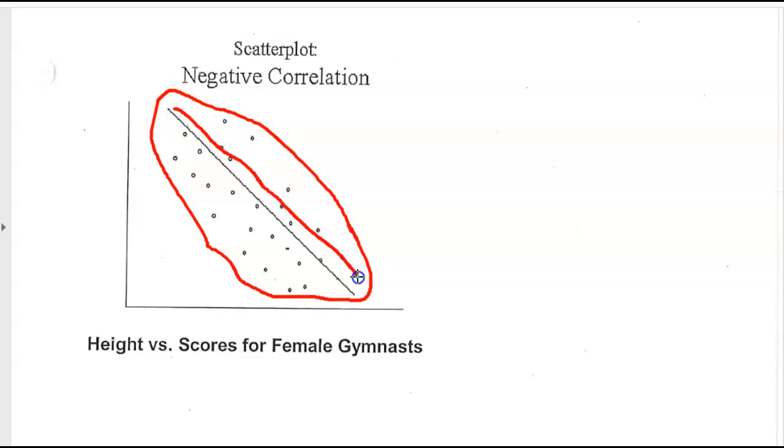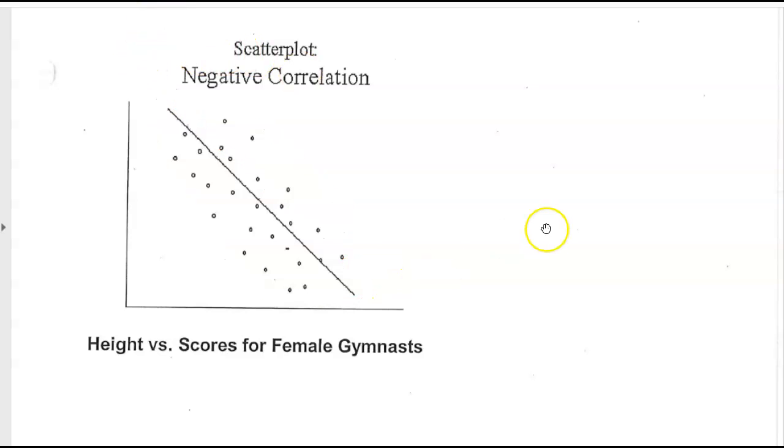So what does that mean? That the taller you are, the lower your scores, there's a pattern, and the shorter you are, the higher your scores. That would be the pattern for female gymnasts.